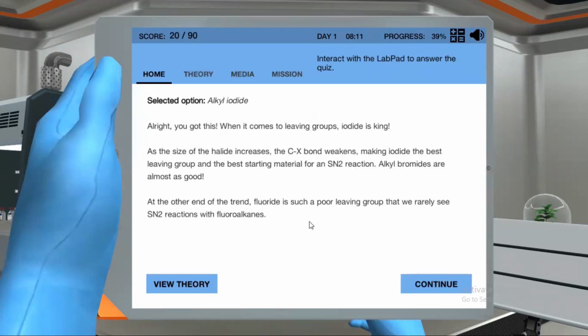Alright, you got this. When it comes to leaving groups, iodide is king. As the size of the halide increases, the C-X bond weakens, making iodide the best leaving group and the best starting material for an SN2 reaction. Alkyl bromides are almost as good. At the other end of the trend, fluoride is such a poor leaving group that we rarely see SN2 reactions with fluoroalkanes.